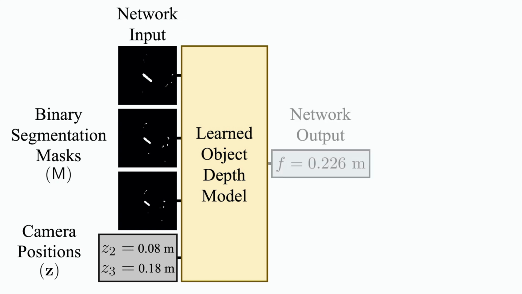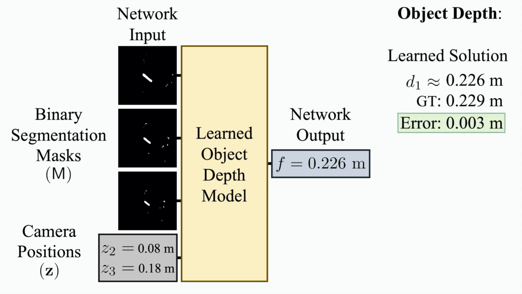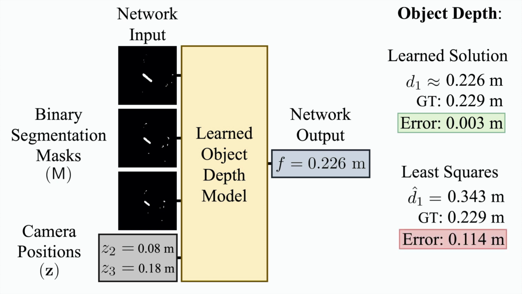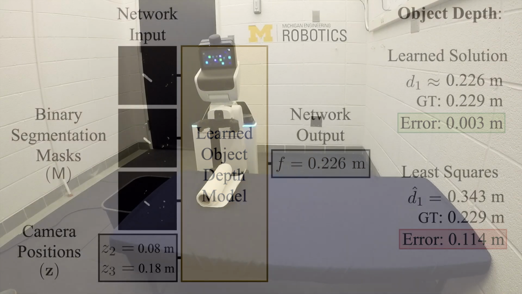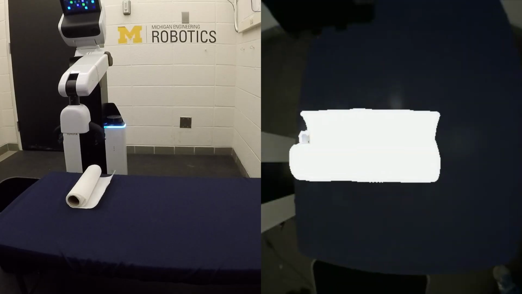Our network outputs the estimated depth of the segmented object, which, despite the difficulty of this particular example, is accurate within a half centimeter of the ground truth object depth. Compared to the least squares solution, this is a significant reduction in error and enables our learned object depth model to reliably perform 3D perception and real-world applications.